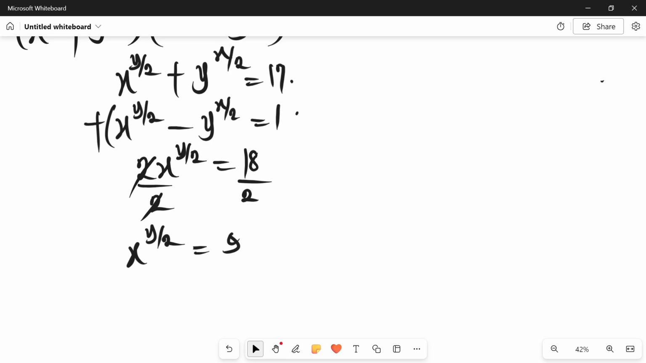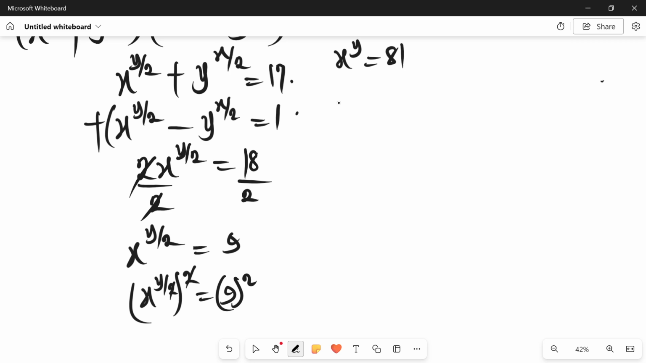Now, remember, when it comes to eliminating an exponent, you have to find a way to raise both sides by the inverse of 1 over 2. You want to eliminate the 2. The inverse of 1 over 2 is actually 2, so you raise both sides by 2. This takes it out, and then we have x to the power of y equals 81.